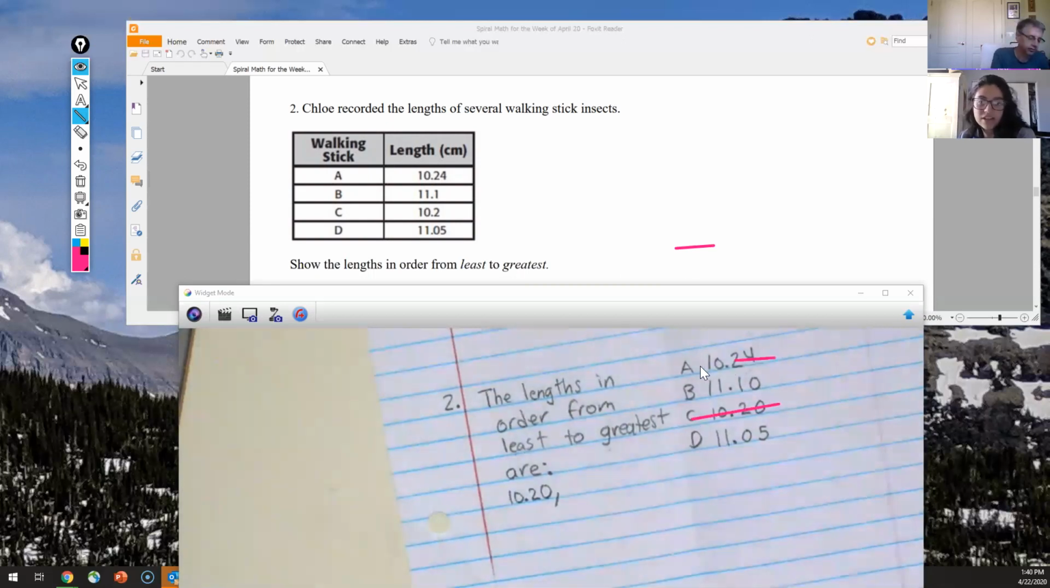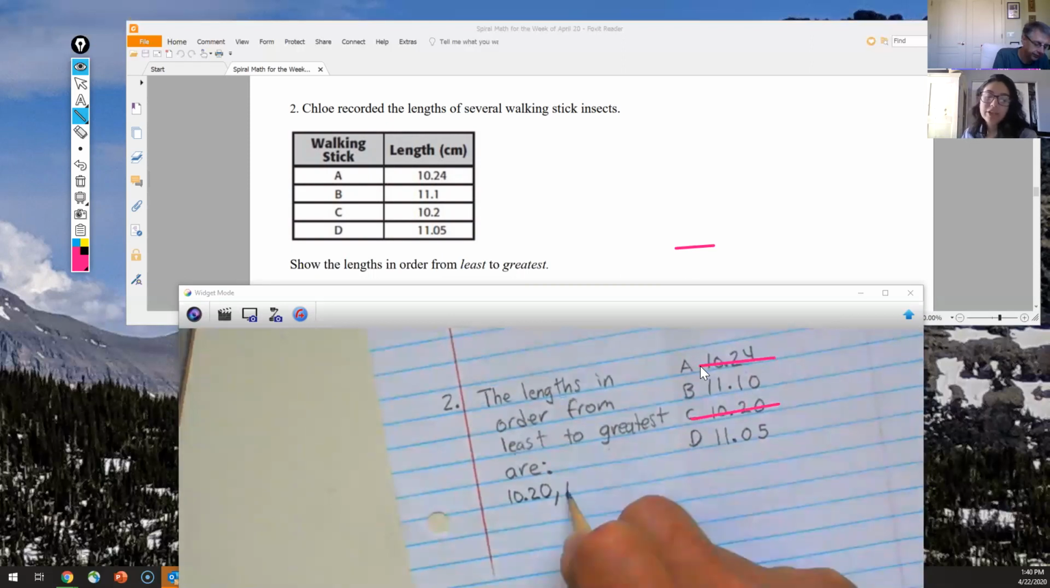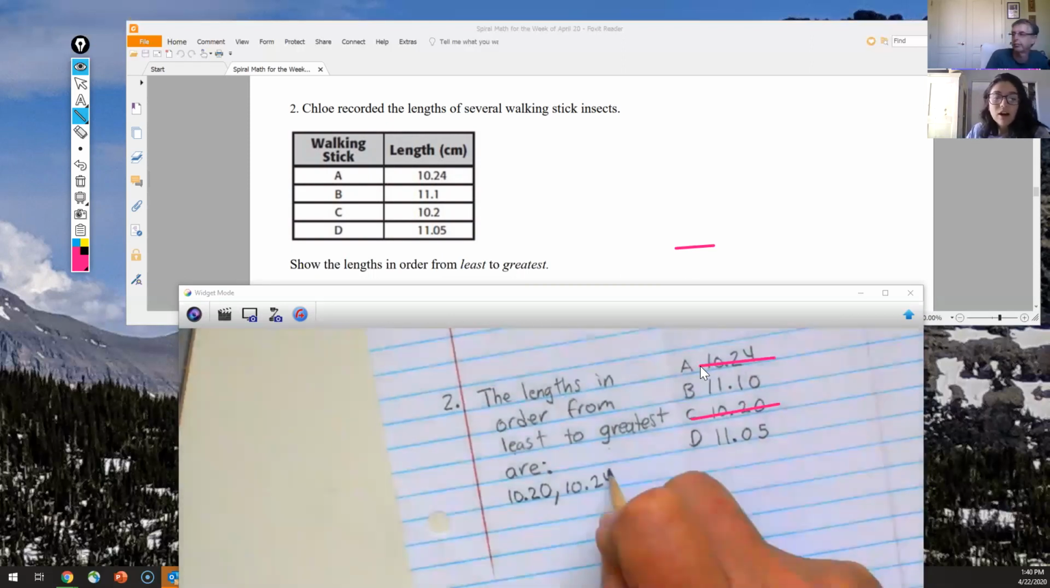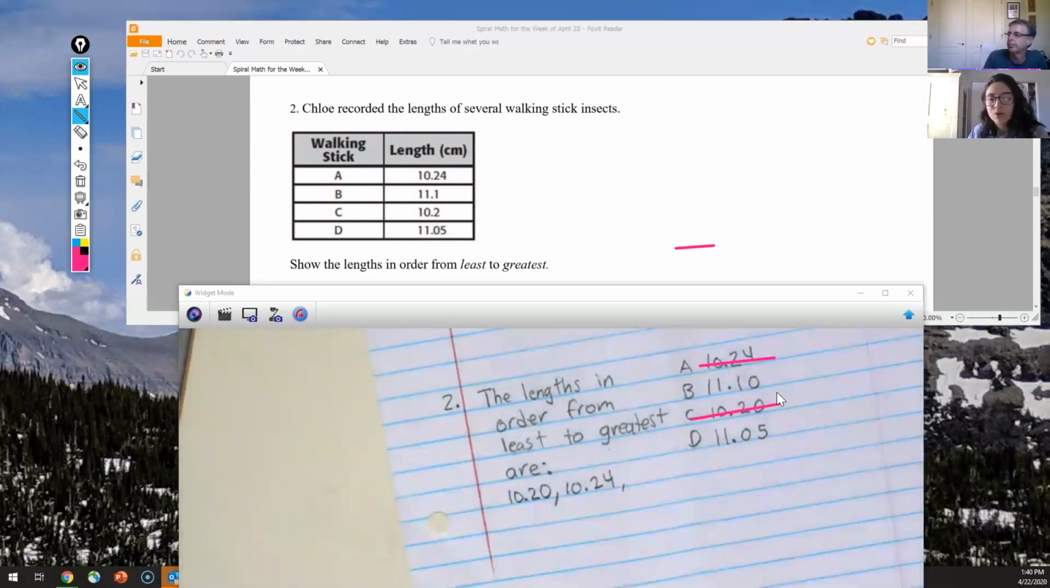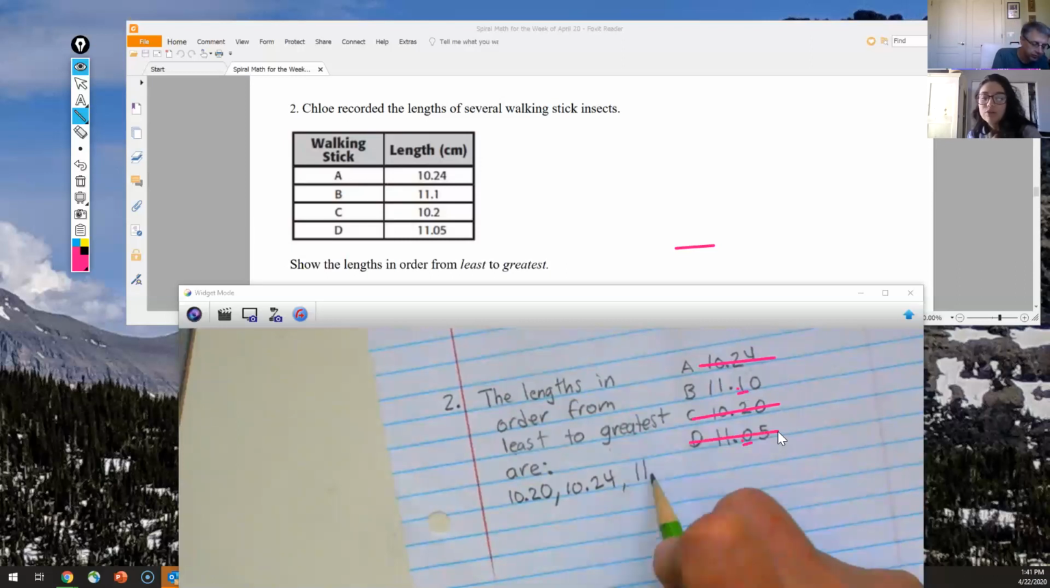And then the next is going to be your A, which is 10.24, because that's our only other one that has 10 as the whole number. Now we're going to be comparing B and D. So we see that our tens place is both ones, then we go to the ones place and it's both ones, so you're all even there. But then you get to the tenths place and you have 1 and 0. So 0 is going to be smaller than 1. So our letter D, 11.05, is going to be our third number that you guys should have written down.